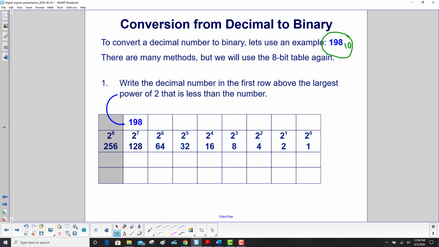First of all, write the decimal, the base 10 number, in the first row above the largest power of 2 that is less than the number. Okay, so can I write it here? No, 256 is greater than 198. That doesn't work. Can I write it here? Well, it is greater than 8, but 8 is not the largest number in the table. 128 is. So that's why we put it right here.